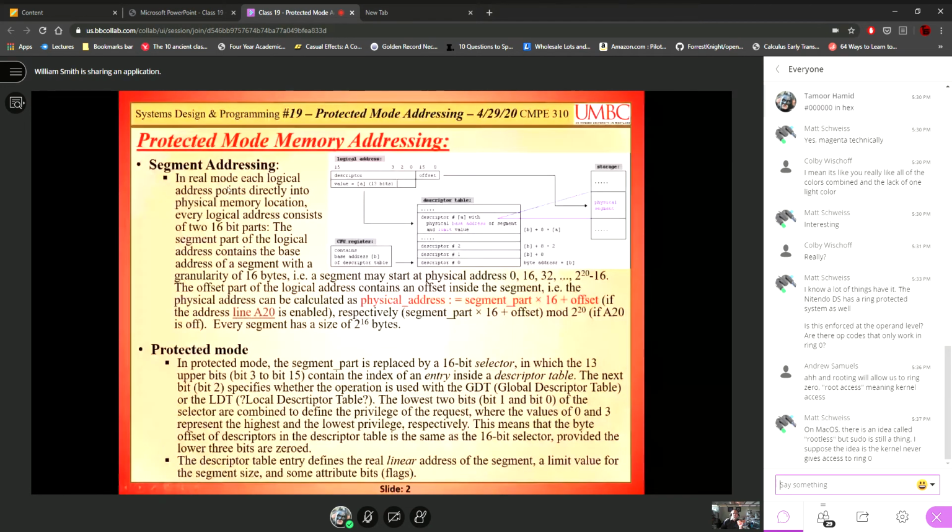Each logical address points directly into a physical memory location. And even that's not entirely true, because let me back up to the reason why we have this segmented addressing in the first place. The internal bus on the 8086 has how many bits? Does anybody remember?